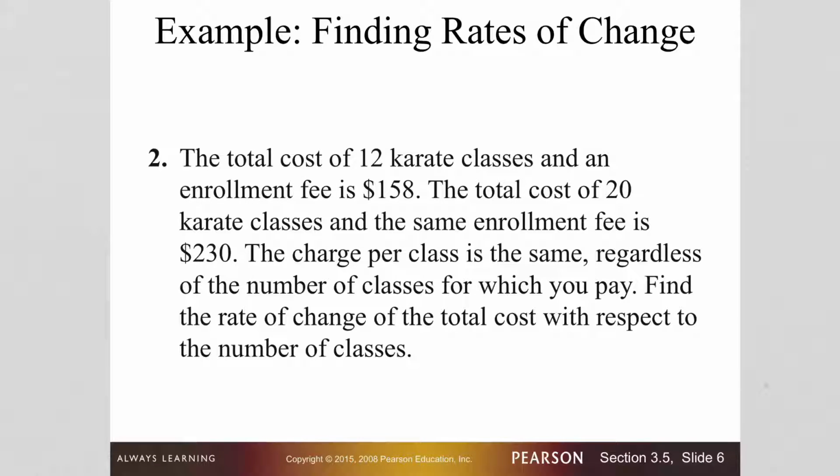Okay, so now let's take a look at this one. The total cost of 12 karate classes and an enrollment fee is $158. The total cost of 20 karate classes and the same enrollment fee is $230. The charge per class is the same, regardless of the number of classes for which you pay. Find the rate of change of the total cost with respect to the number of classes.